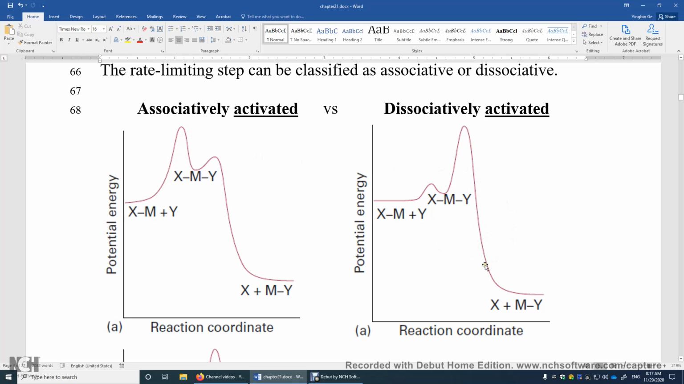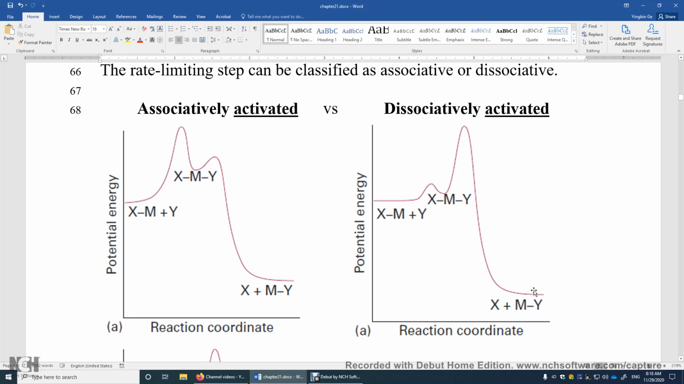Now this one. Still, you look at the intermediate and say this is an associative mechanism because in the intermediate species, M is bonded to both X and Y. But in this case, if you're looking at the slowest step, it's the second step, right? Why? If you look at the second step, you have a larger activation energy than that of the first step. So the second step is the slowest step in this sequential mechanism. That's why this step is the rate limiting step.